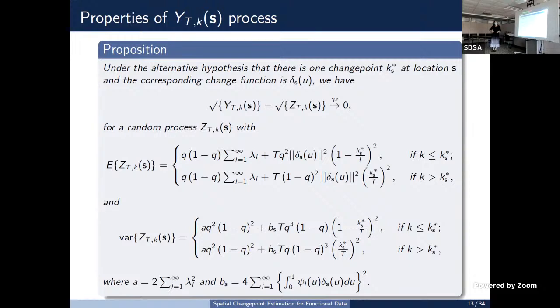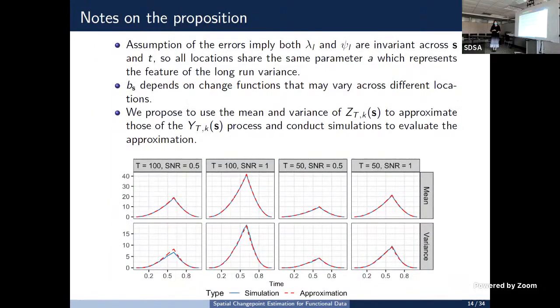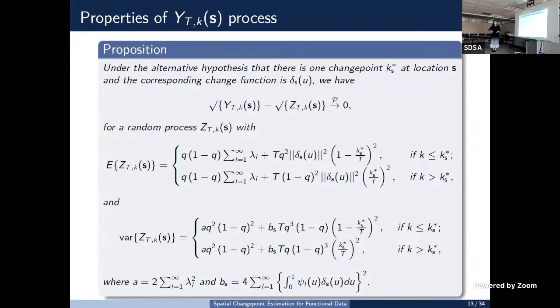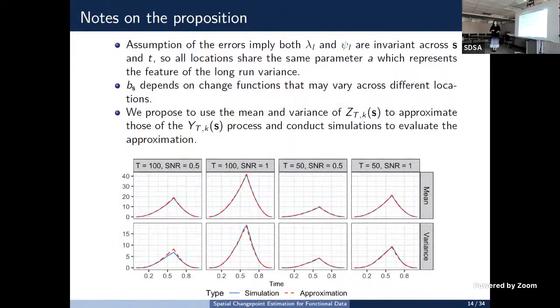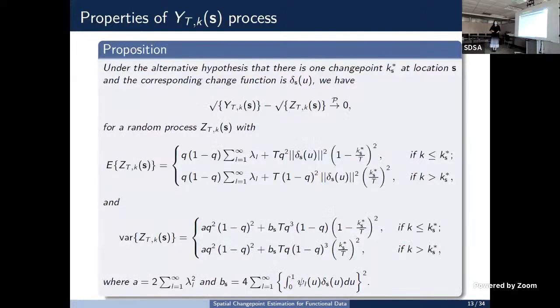For this variance, we have two parameters. One is A, which is also related to the error process. And another is B. It is related to the error process, but also with the change function. So from our result, we can assume all locations share the same parameter A. And for the B parameter, since it is related to the change function, we will only say they can be spatially varying. Then we propose to use the mean and variance of this Z process to approximate those of the Y process. Since from our proposition, though it seems they have a very close relationship, to directly use Z process to approximate Y is not a viable solution, I mean, in theory.